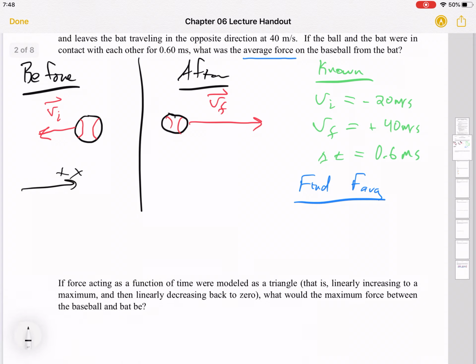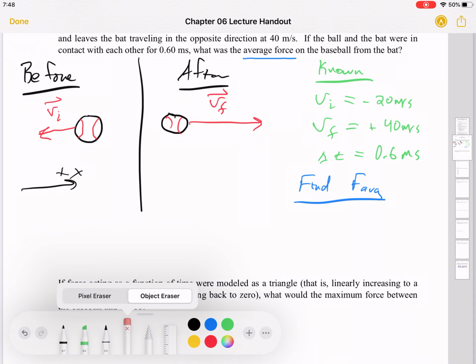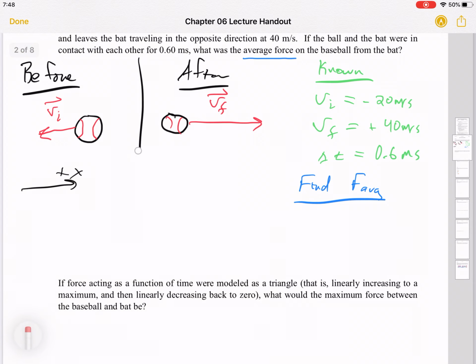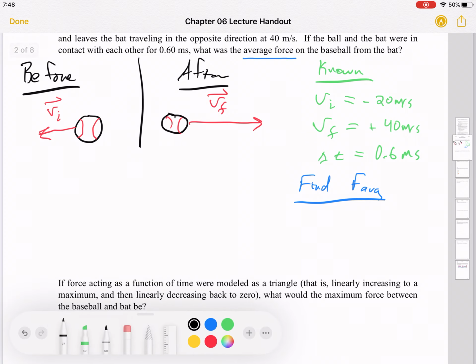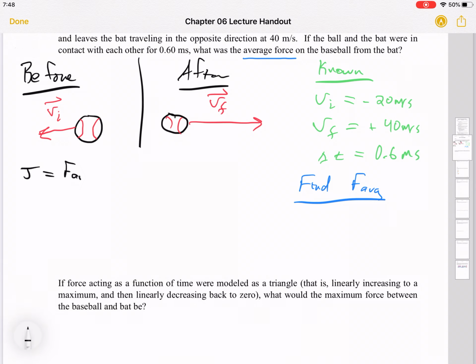I'm going to erase a little bit of this, just give myself some space. One of them is J equals F average delta T, because I know delta T, and I'm looking for F average. The other side, well, I don't have a graph, so that doesn't make any sense. So I'm going to use delta P, which I could write as P final minus P initial.